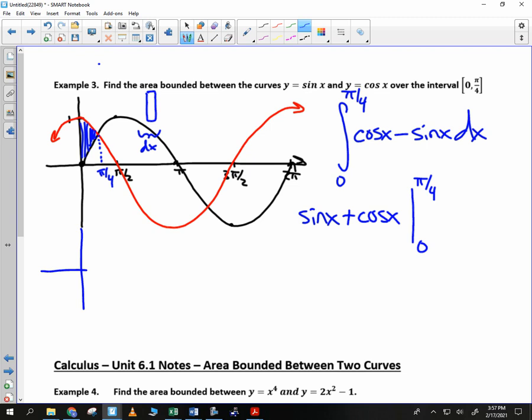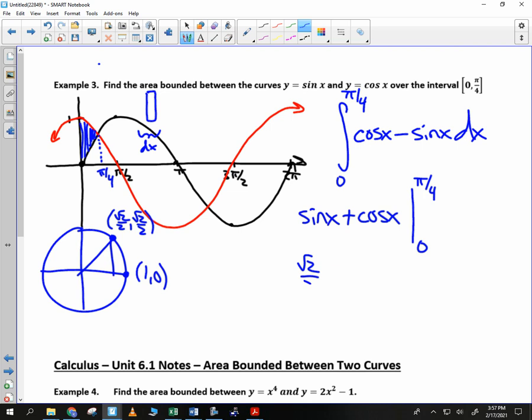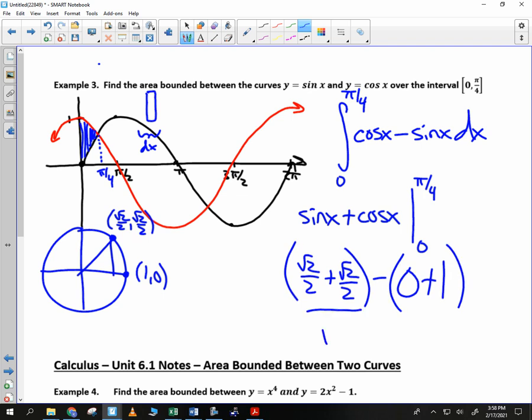Now, everybody out there, you know that we got 2 spots here. We got 0, 0, which has a terminal point of 1, 0, and pi over 4, which has a terminal point of root 2 over 2, root 2 over 2. So the sine of pi over 4 is root 2 over 2, plus the cosine of pi over 4 is root 2 over 2, minus the sine of 0, which is 0, and cosine of 0 is 1. So add these together, we get the root of 2, we get the root of 2 minus 1. That's your result.